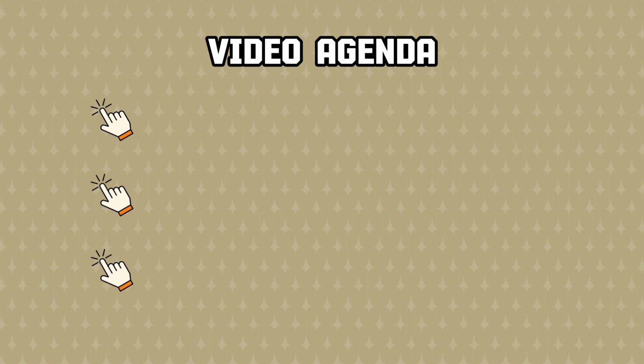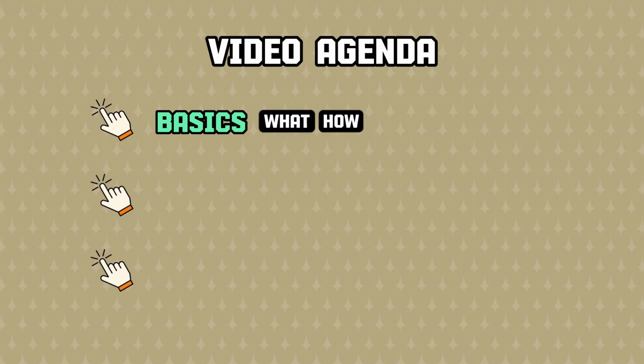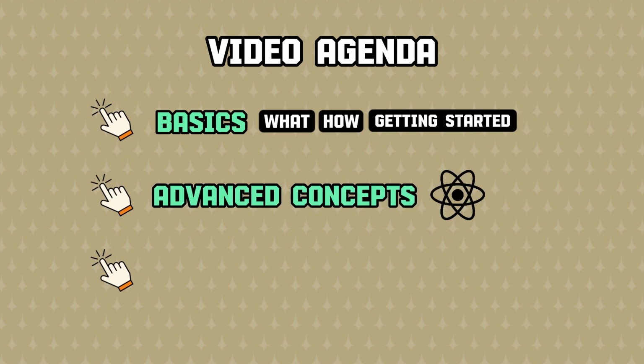Now I have divided this video into 3 parts. In the first part, we will cover the basics, in which we will talk about what is React, how React works, and how to get started with it. In the second part, we will talk about some advanced concepts that need to be learned in order to become a professional React developer. And in this part, you will also learn new skills that will help you create real-world applications, which also hold animations and other performance metrics.